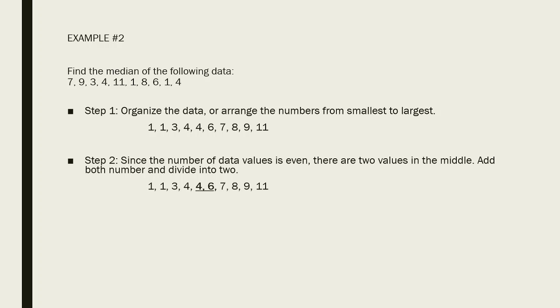Since the number of data values is even, there are two values in the middle. Add both numbers and divide by 2. So we have two numbers in the middle, which are 4 and 6. We're going to add them both and divide by 2. So 4 plus 6 is equal to 10. 10 divided by 2 is equal to 5. So our median will be 5.